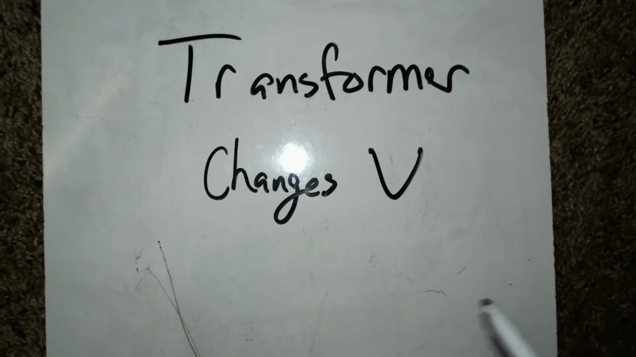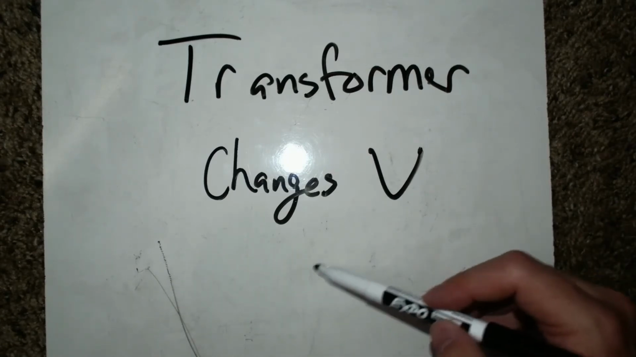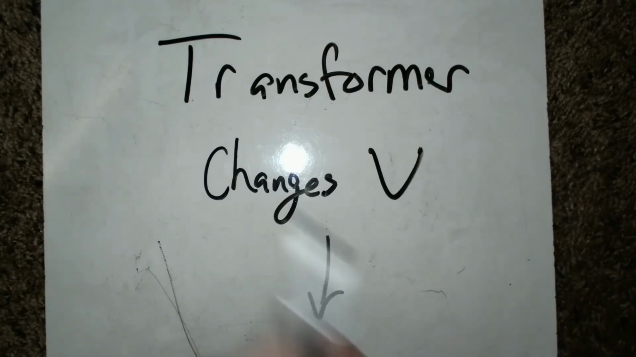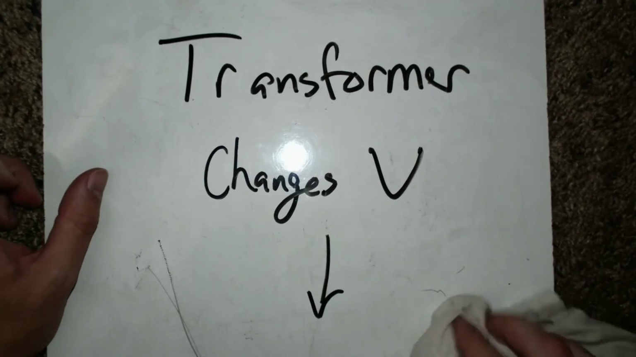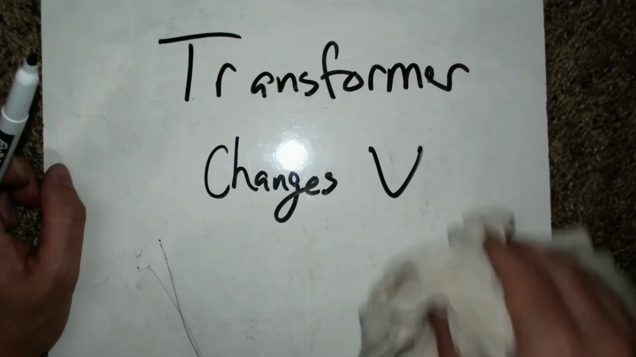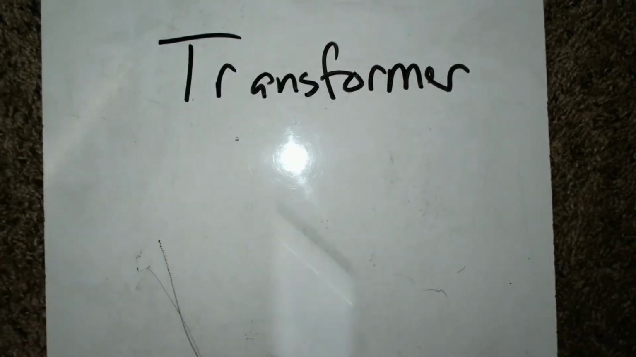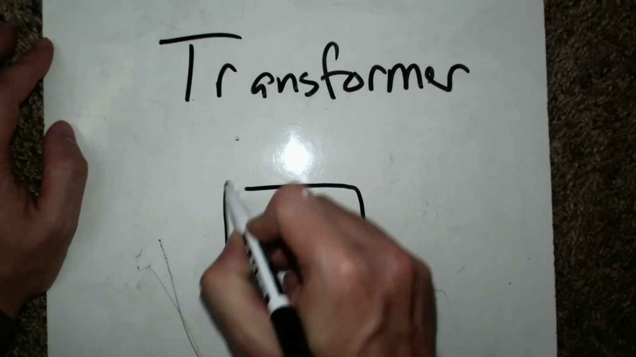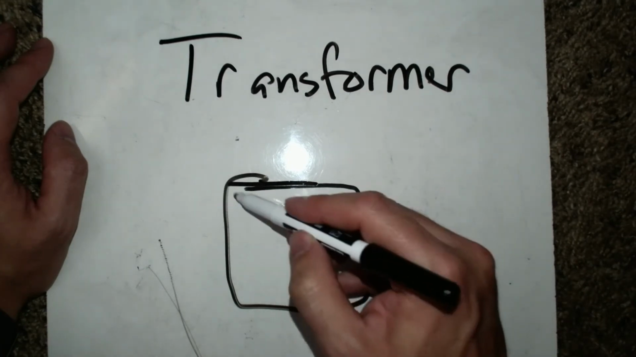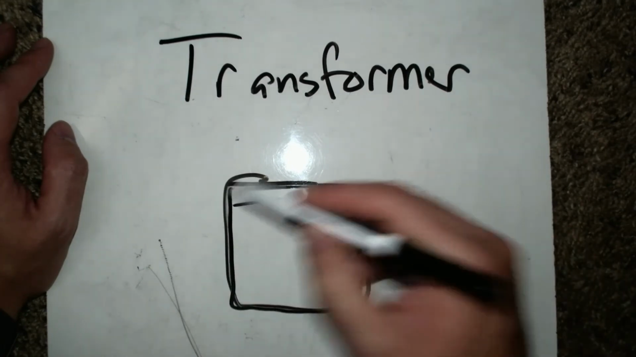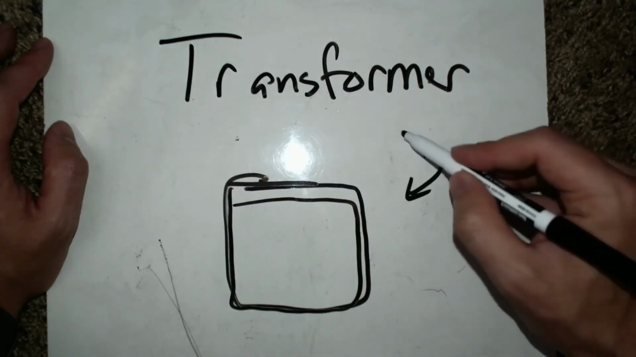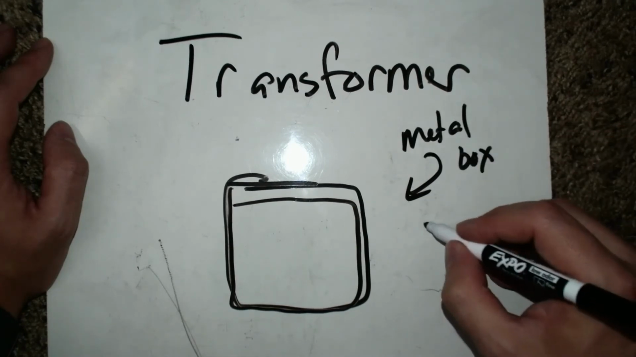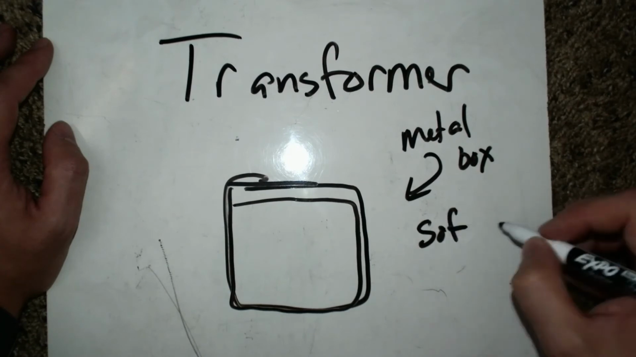It's just way too much electricity. So we need that high amount of voltage to go down. And so a transformer allows us to do that using electrical coils and magnets. So what happens is that what I need is a metal box. This is a metal box, and it's always made out of some soft magnetic metal.